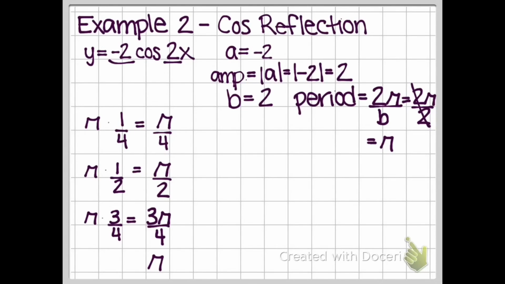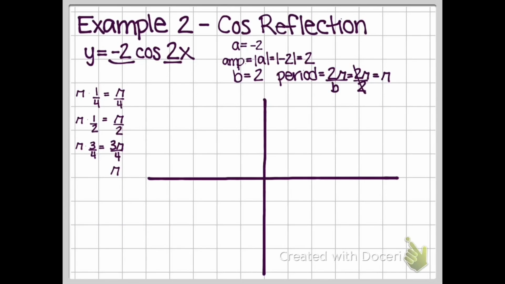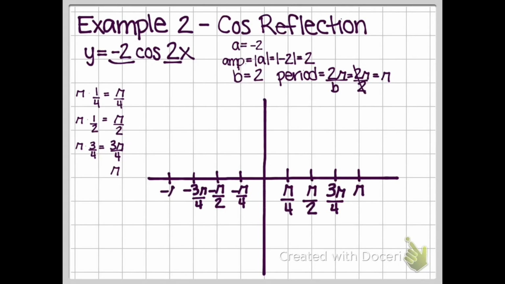Now we have to graph it. So now we draw in the points that we just found. So we start with pi over 4, pi over 2, 3 pi over 4, and then pi. And then we're going to be doing 2 periods, so I'm going to draw the same ones on the other side, just negative. So negative pi over 4, negative pi over 2, negative 3 pi over 4, and negative pi.